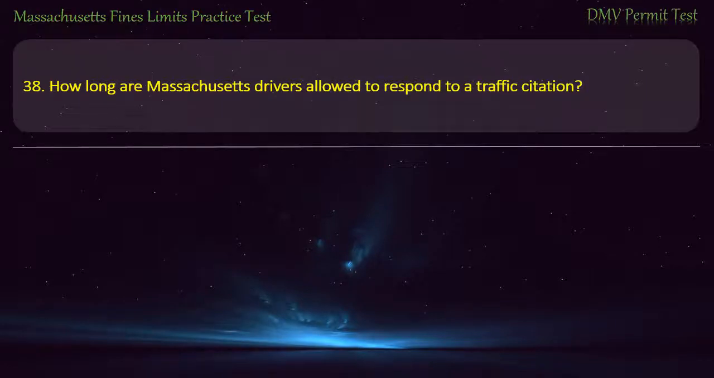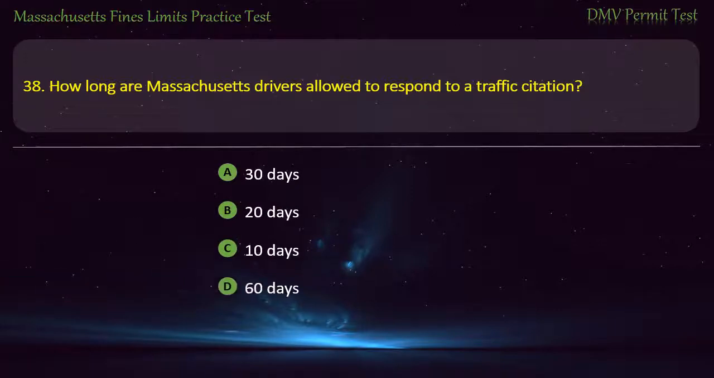Question 38. How long are Massachusetts drivers allowed to respond to a traffic citation? 30 days, 20 days, 10 days, 60 days. Answer: 20 days.